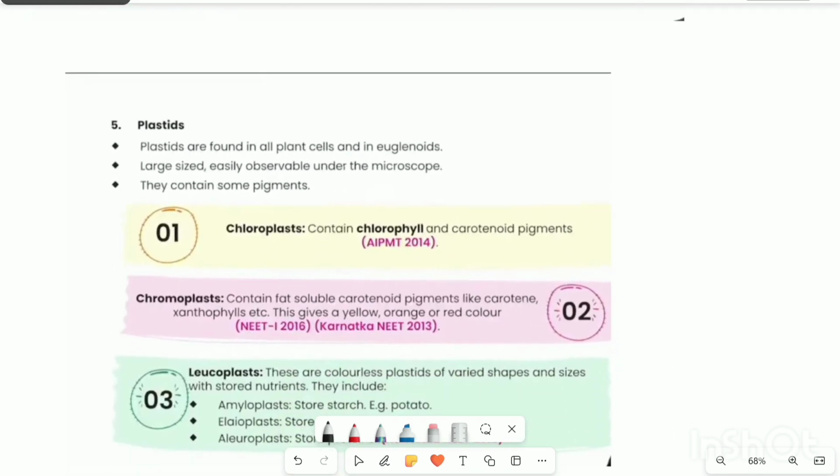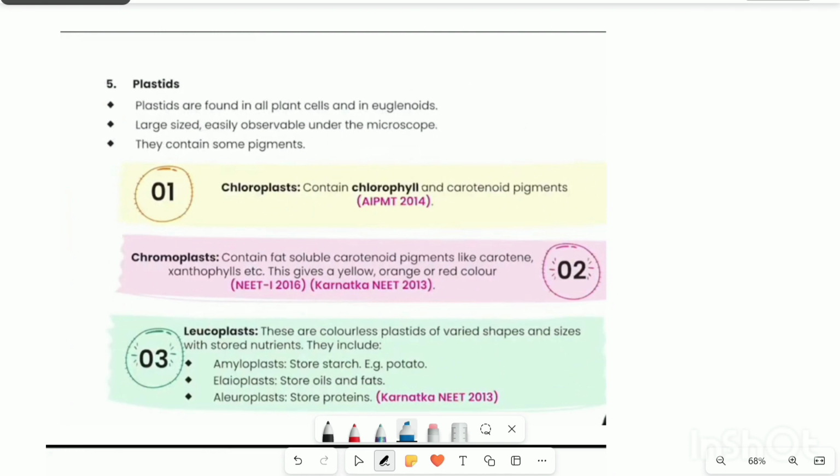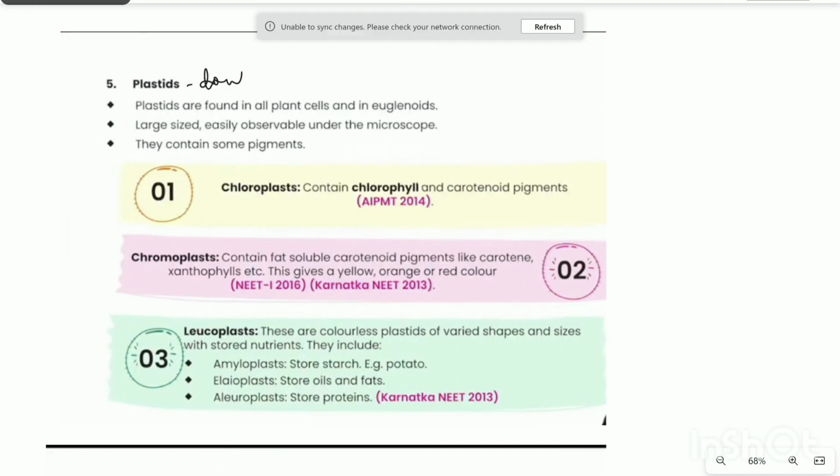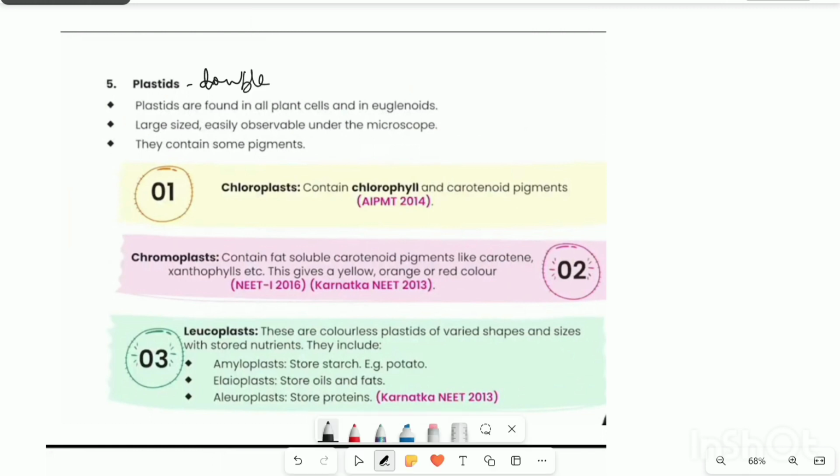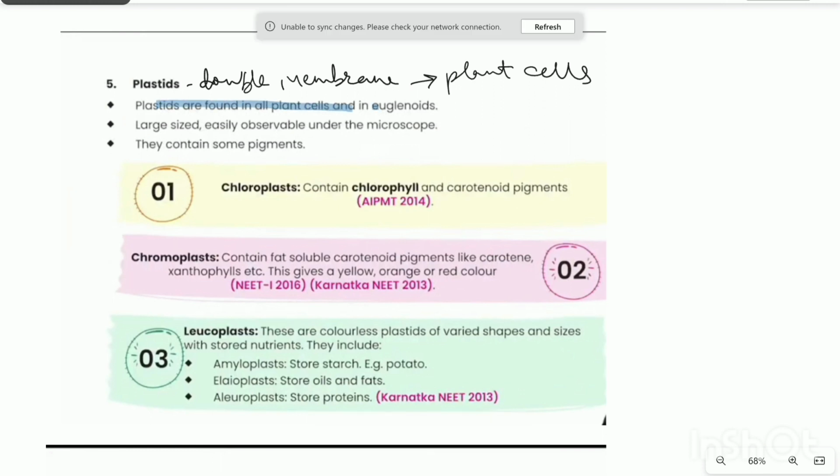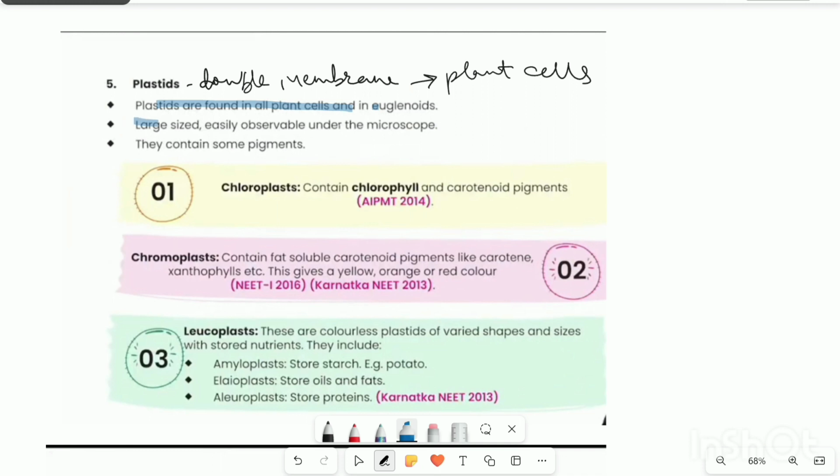Next is plastid. This plastid is also a double membrane bound organelle, and this plastid is found only in plant cells. These plastids are found in plant cells and in eukaryotes. Large size, which is easily observable under the microscope. Means here there is no need of any stain to see the plastid under the microscope.